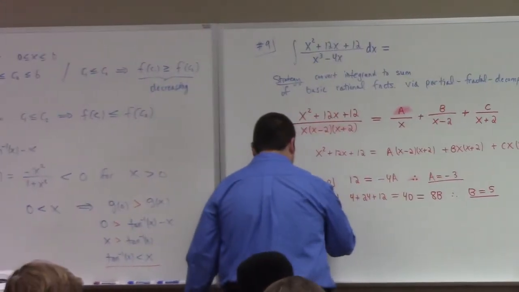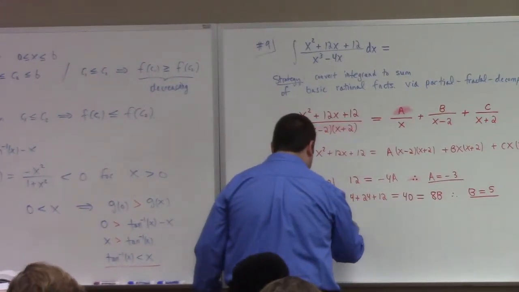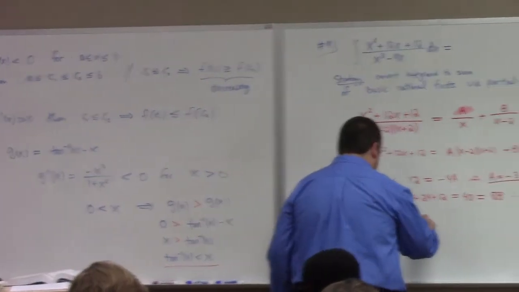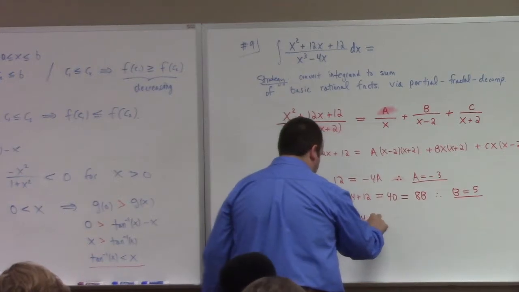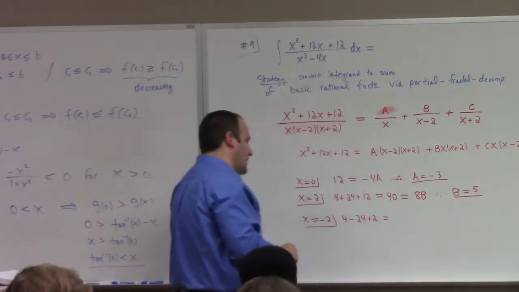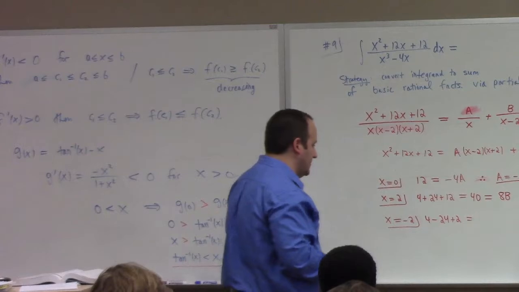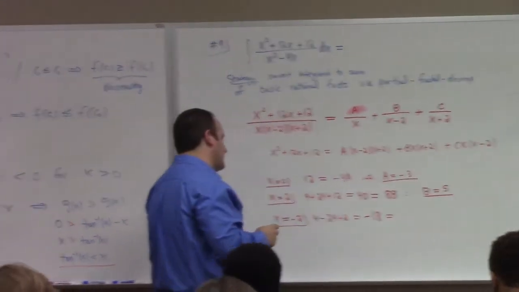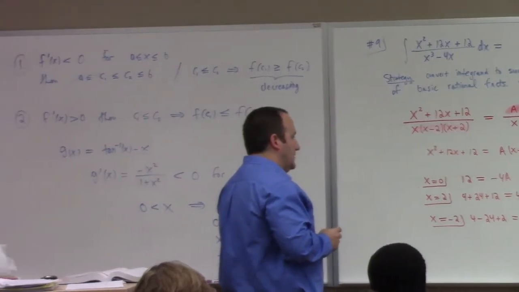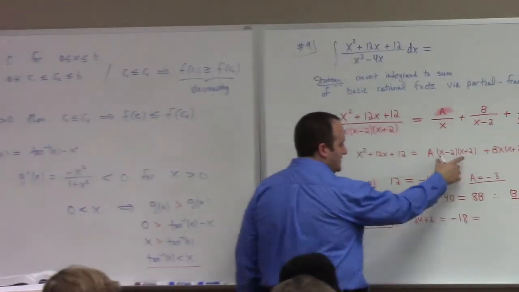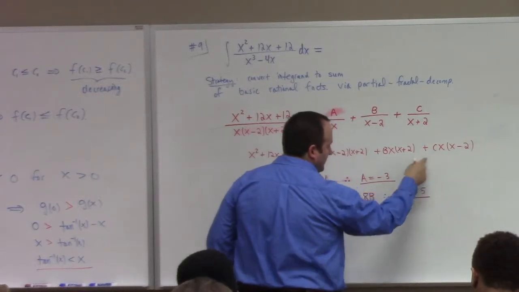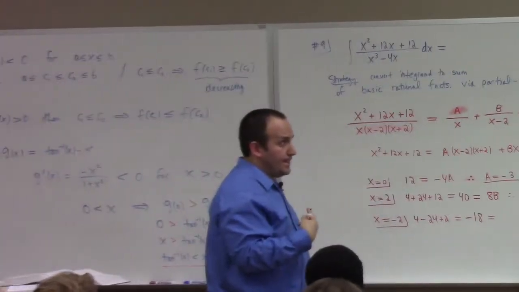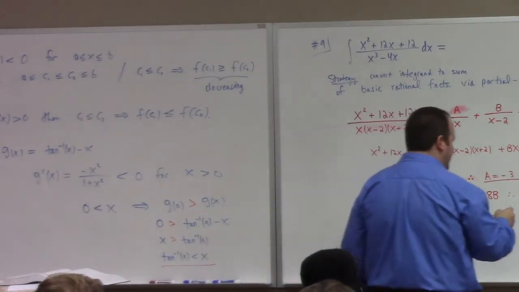Wow. Sure is pretty. Let's see here, x equals minus 2. That gives us 4 minus 24 plus 12, also known as minus 18, I think. And let's see here, minus 2, that's 0, that's 0. This is minus 2 times minus 4, 8c, is that right? 8c?